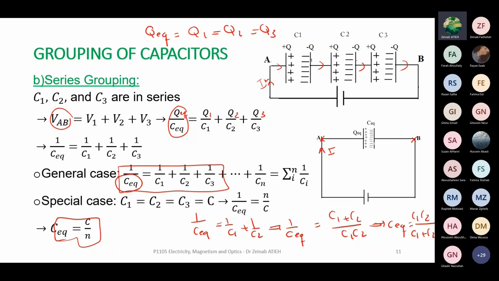Okay, what do we have to keep in mind? Parallel grouping, voltages are equal, we add the charges, and we add the C's. Series grouping, Q's are equal, and 1 over C equivalent equals 1 over C1 plus 1 over C2 plus 1 over C3. And this is for the capacitors.